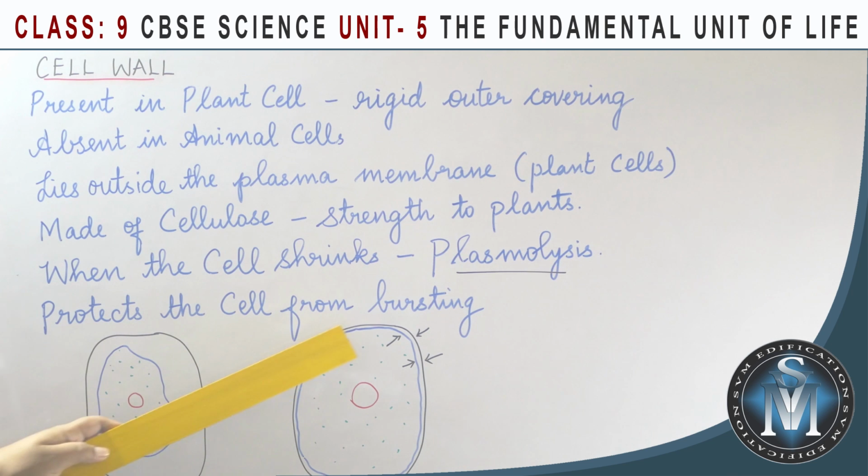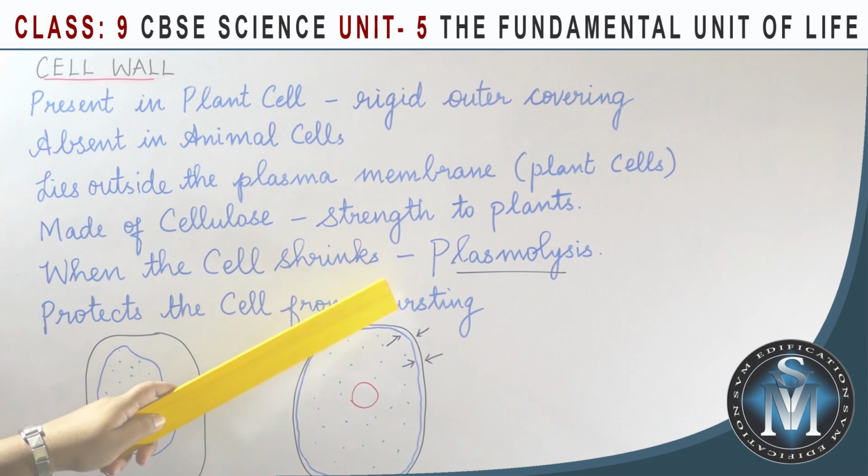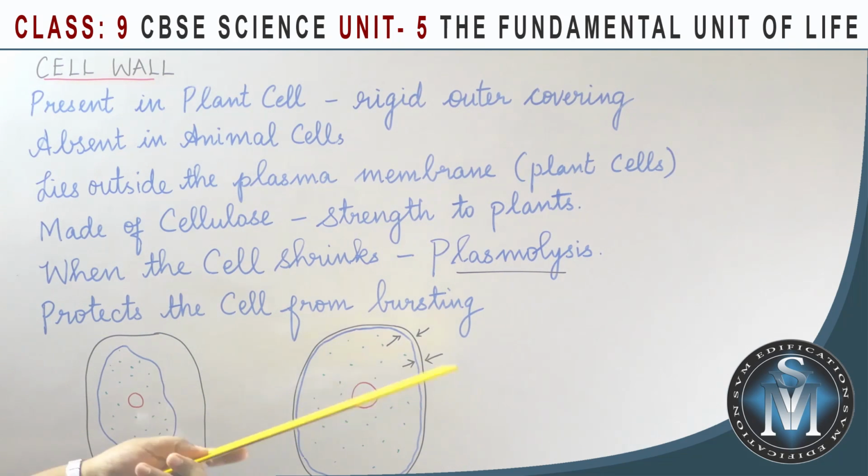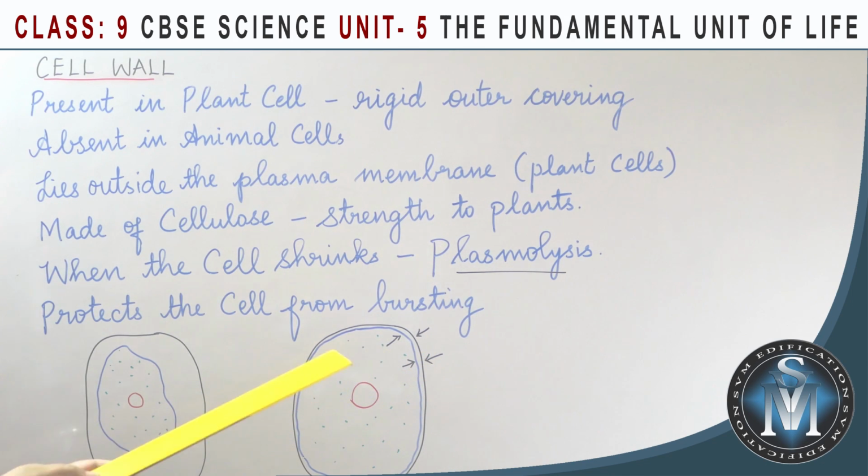At that time, the plasma membrane exerts a pressure over this cell wall, whereas this cell wall will exert the same pressure but in the opposite direction, so as to protect the cell from bursting. So cell wall plays a very important role during osmosis.